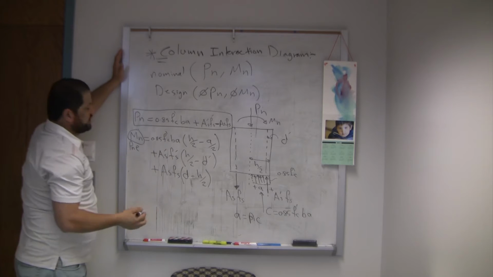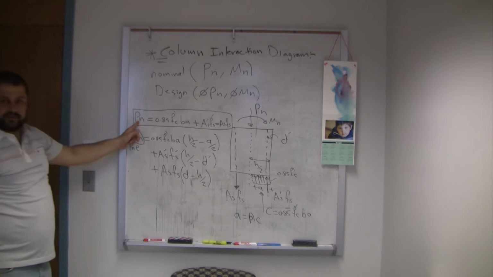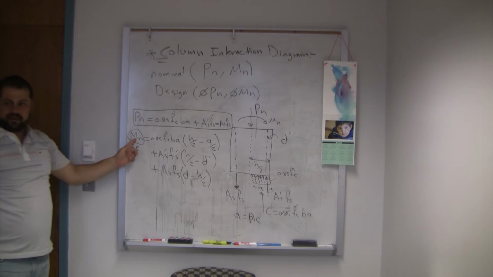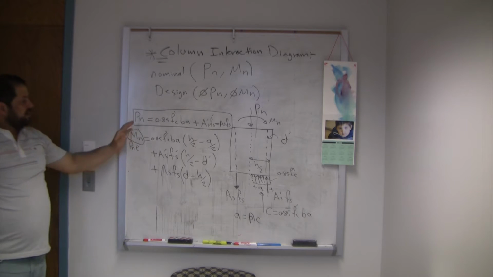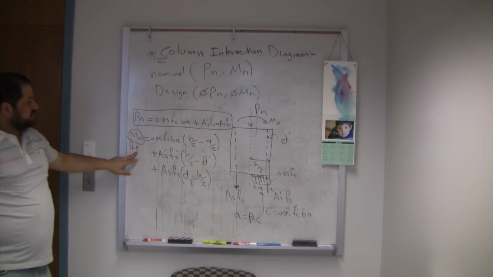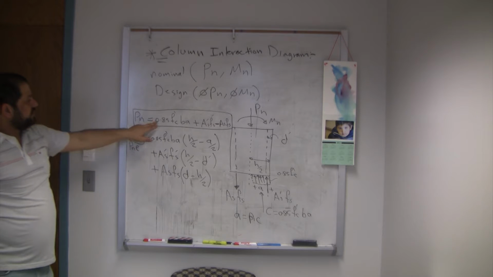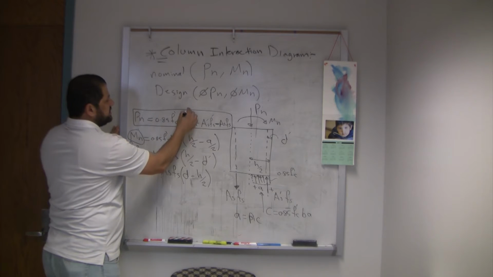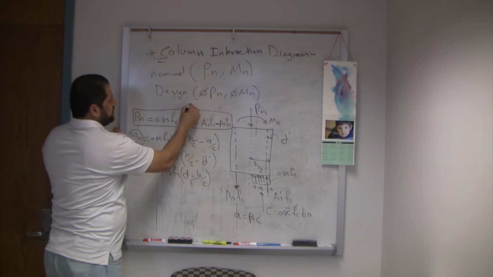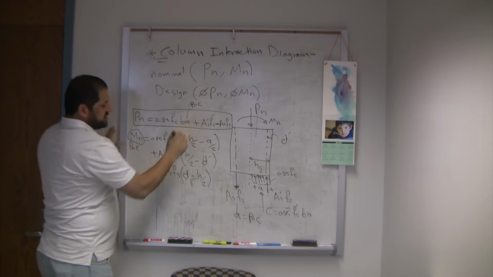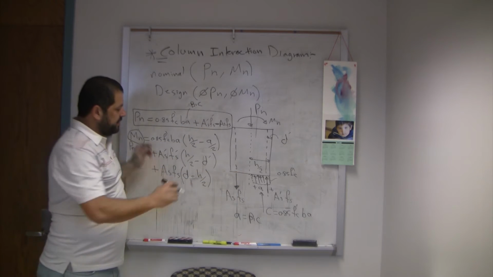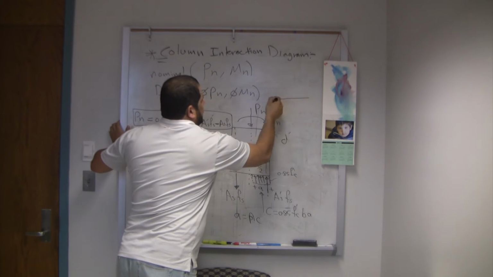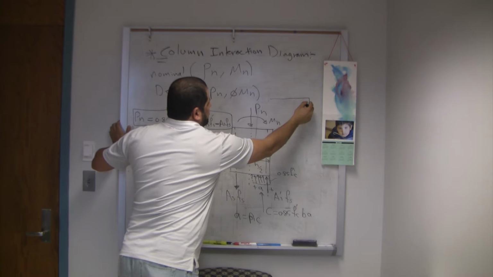Now look how many unknowns we have. We are looking for Pn, and we are looking for Mn, but usually the eccentricity is given to us. Now a is a function of beta 1 c, c small. c is the location of the neutral axis from the strain distribution.